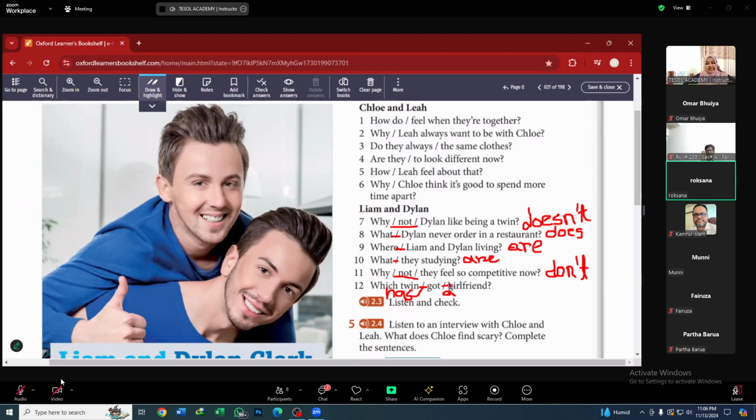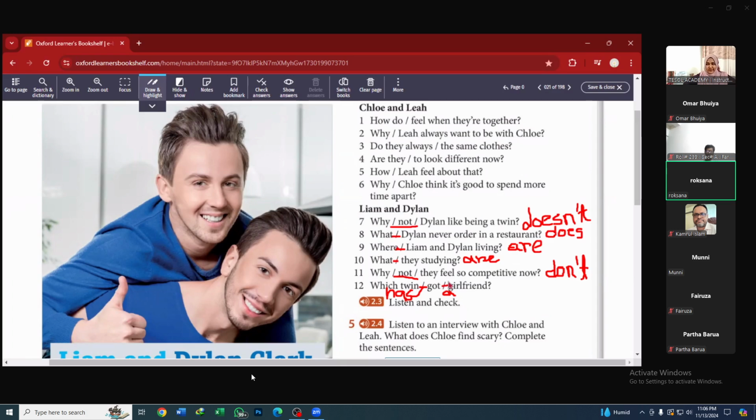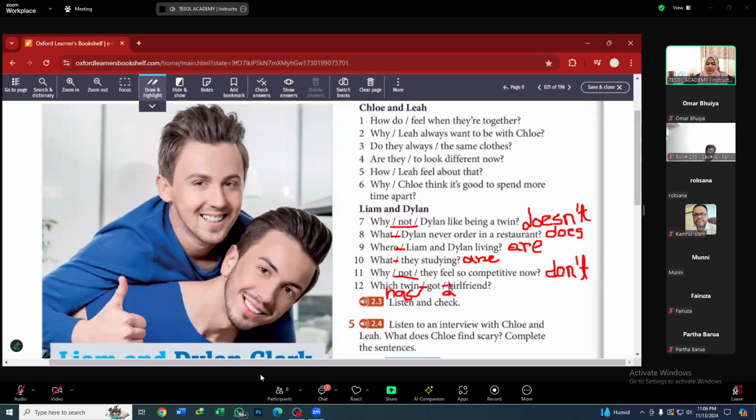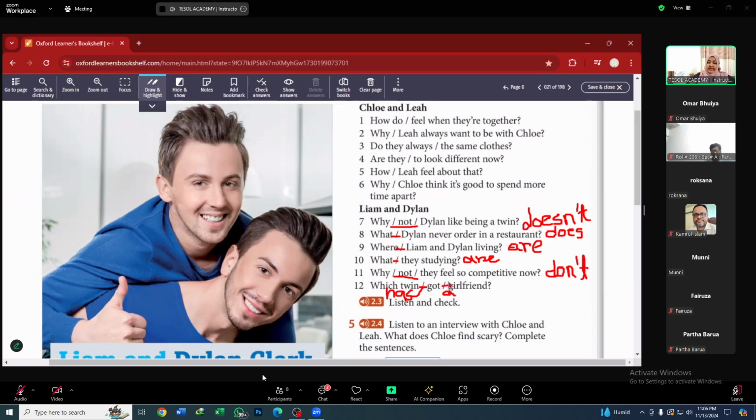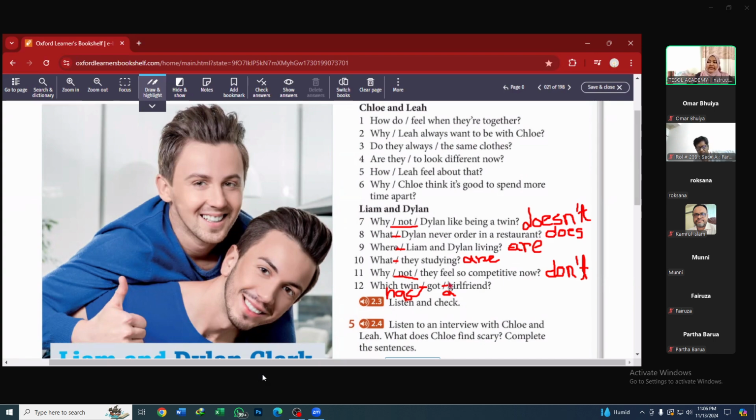Ma'am, people are being different things, different twins, and they're different classes, different universities. No. Why doesn't Dylan like being a twin? So the first part, that is because we don't see them separately. How can you answer that? It means take that reason and explain. That is the main reason that we always see them as a pair.